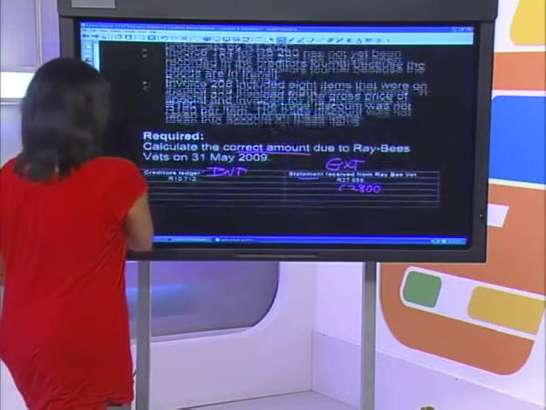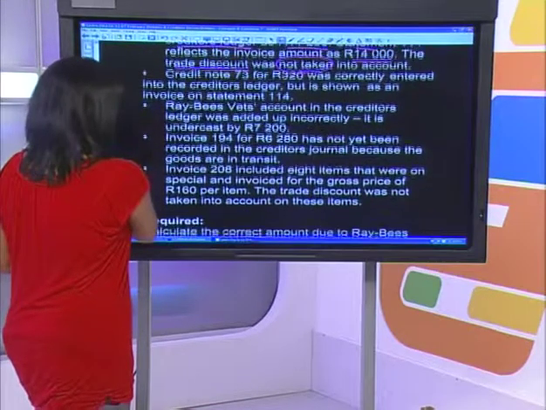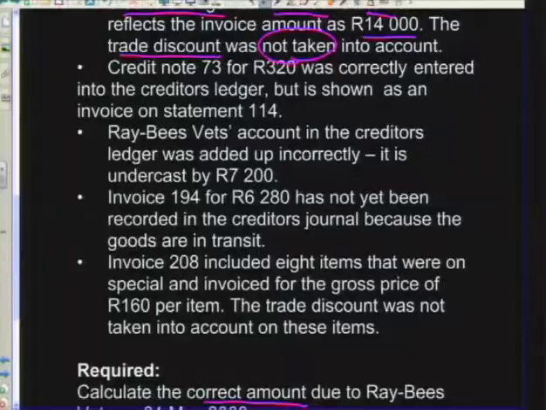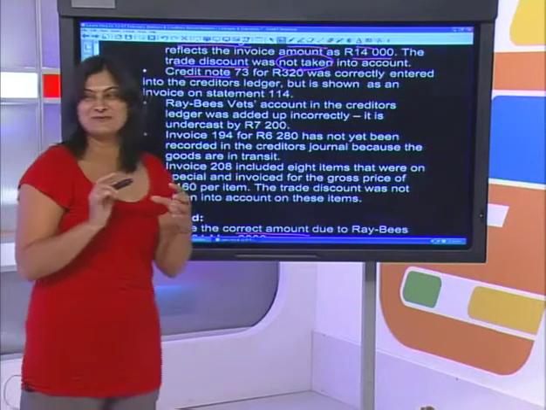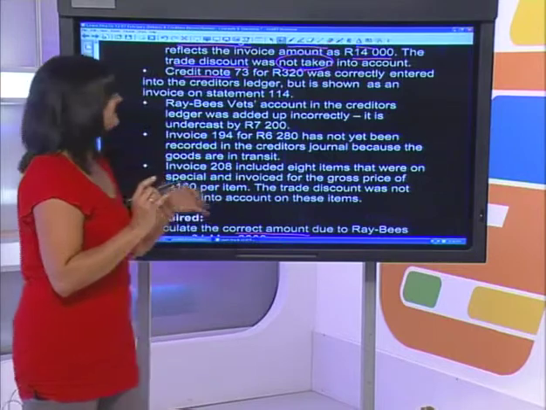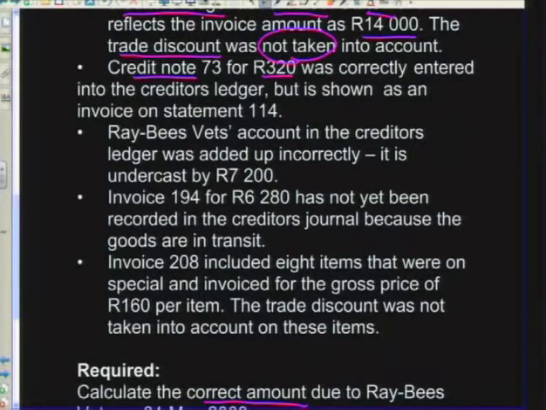Let's now look at the next error. Okay, so our next error, we've got a credit note. Immediately, guys, credit note, alarm bells should start ringing. A credit note means that we have returned items. So a credit note 73 for 320 Rand was correctly entered in the creditor's ledger. So we correctly entered this in the creditor's ledger, but it is shown as an invoice on the statement 114.